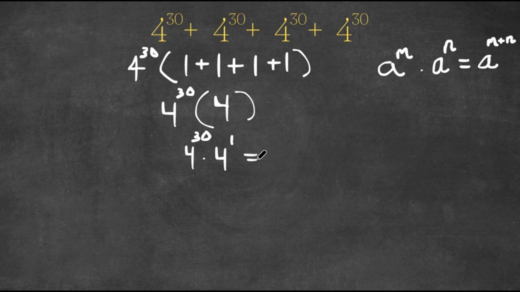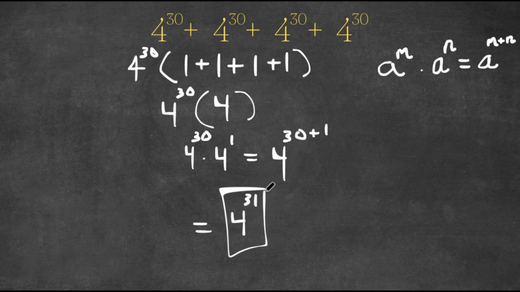So this would equal, well, think of 4 as a. So we would have 4 to the power of, think of 30 as m and 1 as n. We add the exponents. So 30 plus 1. This is equal to 4 to the power of 31.